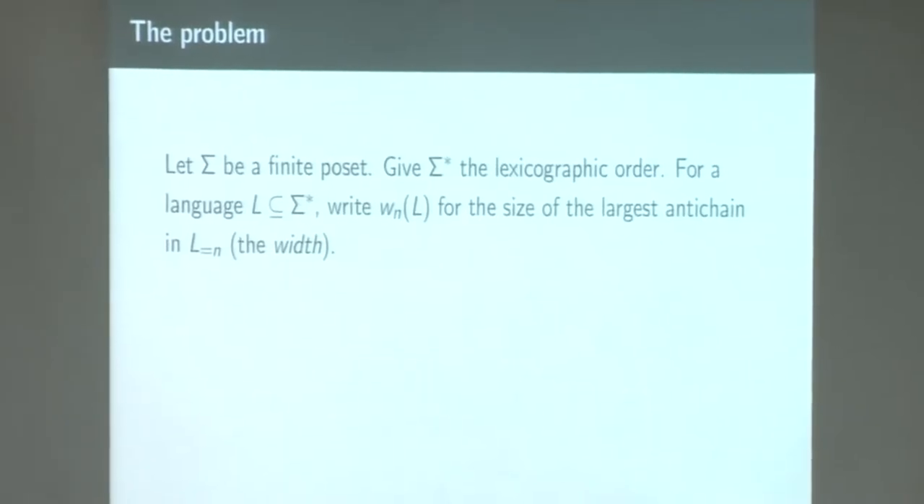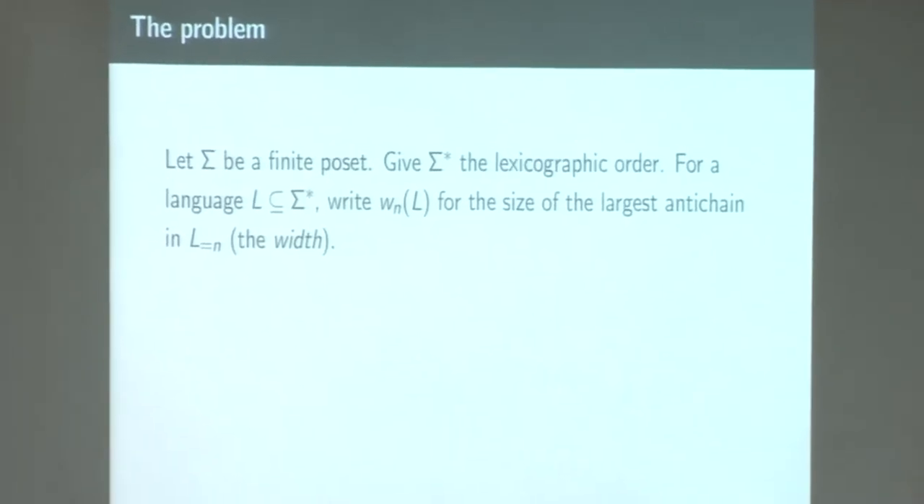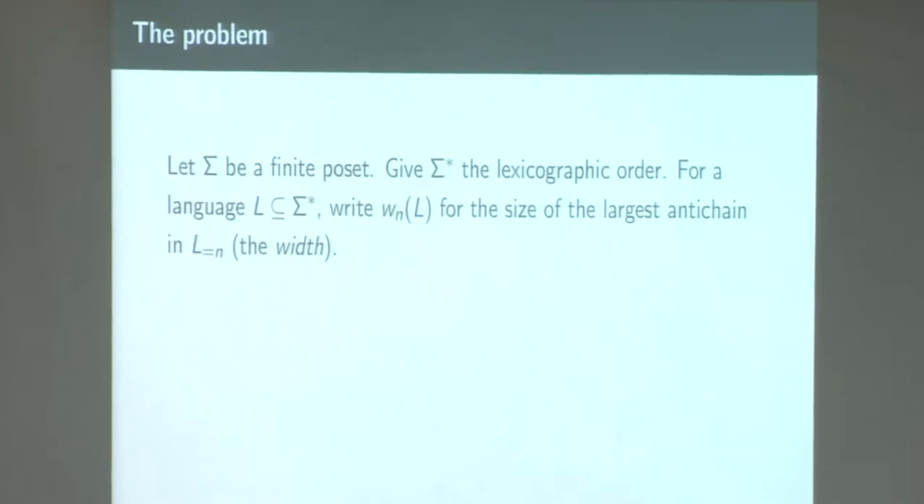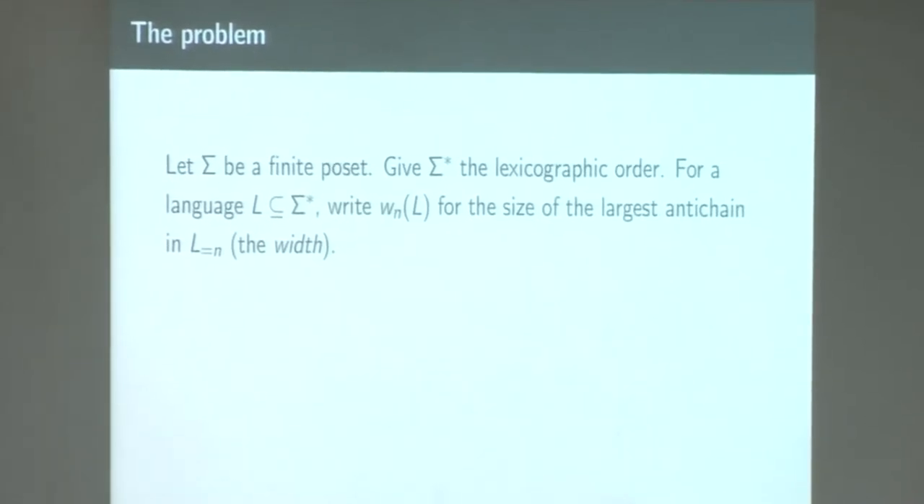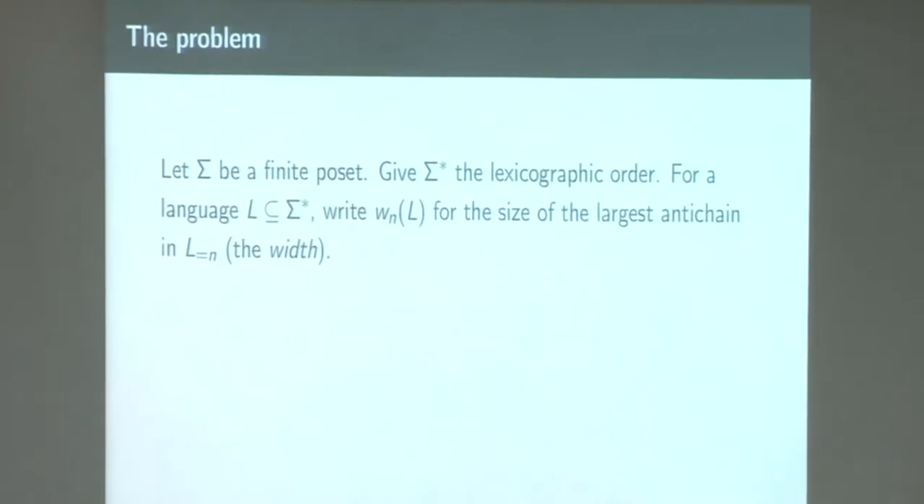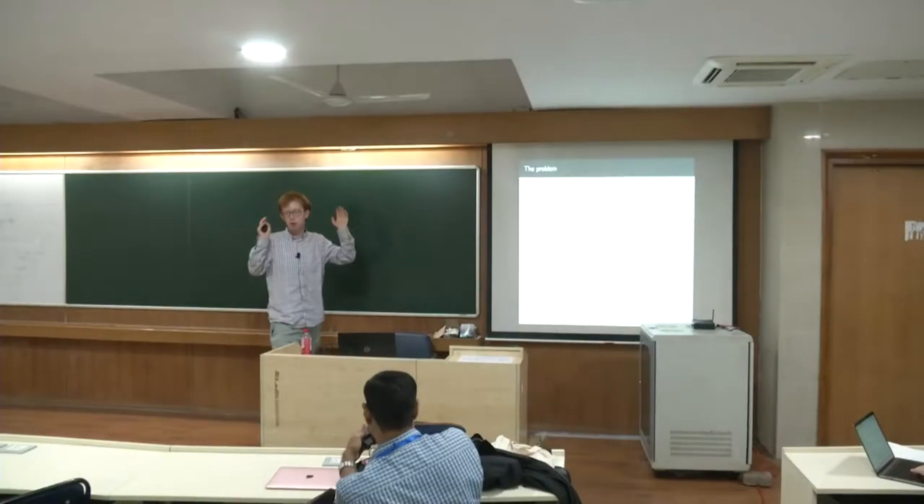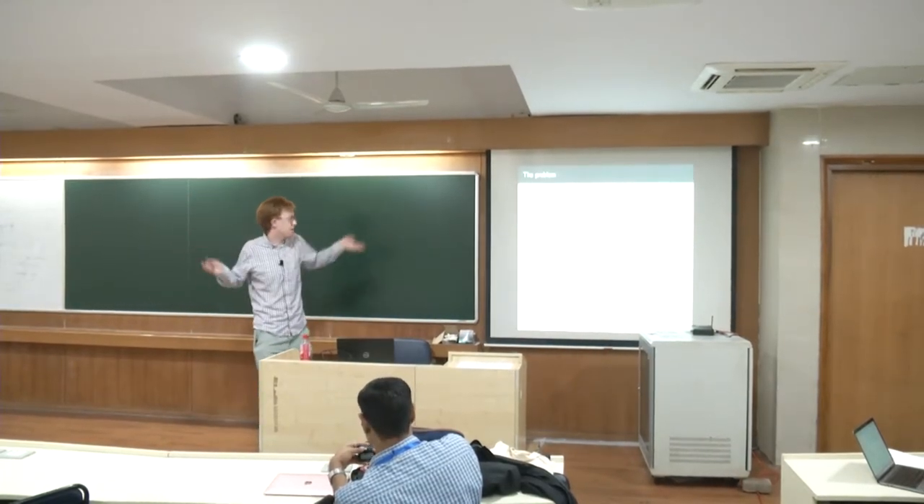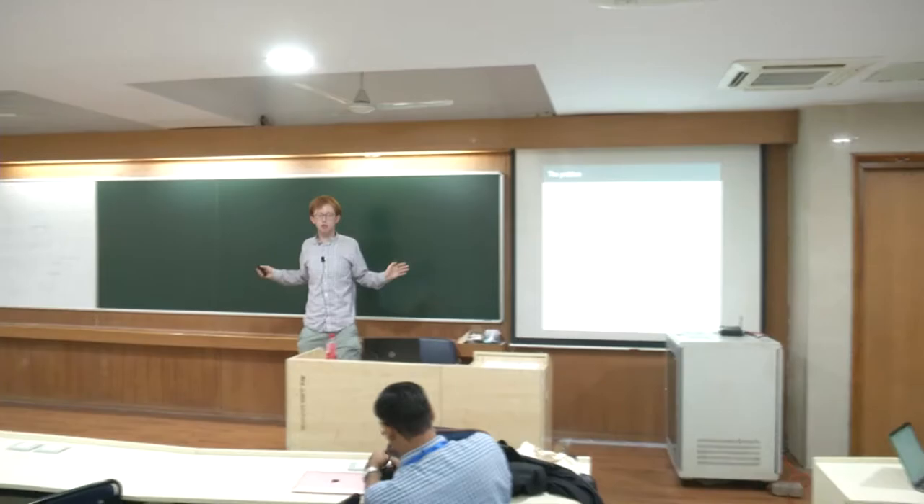I've got some language. How big can sets be inside that language such that any two elements of my set are incomparable? Well, obviously the answer in general will be infinity, so to get a good question, we should ask about the part of the language of words of length n. So then for each n, this will be some finite number, and the question is, how does it grow as n grows?